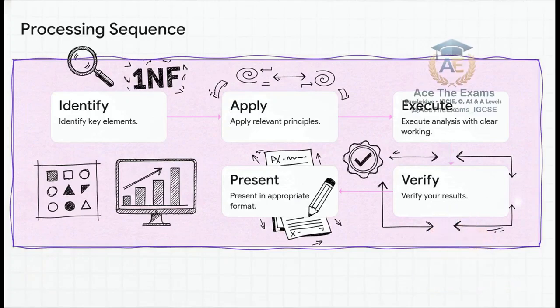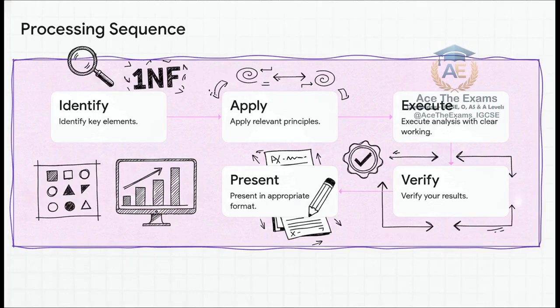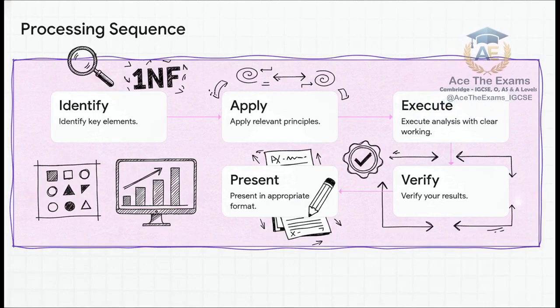Let's do a quick 30-second mental challenge right now. Imagine an answer that just says, the table is in 1NF because the data is atomic. Is that a PEEL paragraph? No way. It has a point, but absolutely no evidence, no explanation, and no link. The 5 steps ensure you build out the complete PEEL structure every single time.